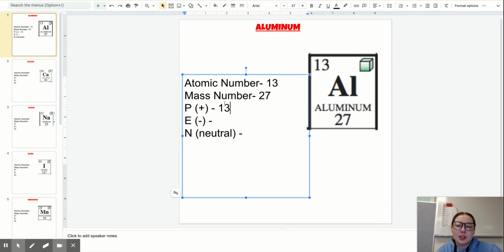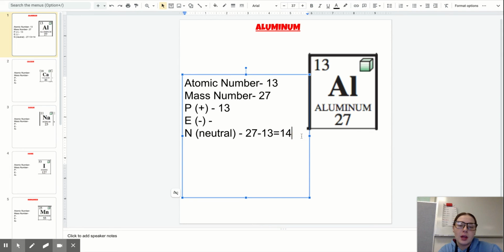Okay, so protons are always the same as the atomic number. Neutrons are going to be whatever is left. So what we're going to do is we're going to take this atomic mass number, which is 27, because that's the total of protons and neutrons, and we're going to subtract the number of protons or the atomic number. Both are the same thing. All right, when you do that, you should get 27 minus 13, which is going to give us the number of neutrons, which is 14.